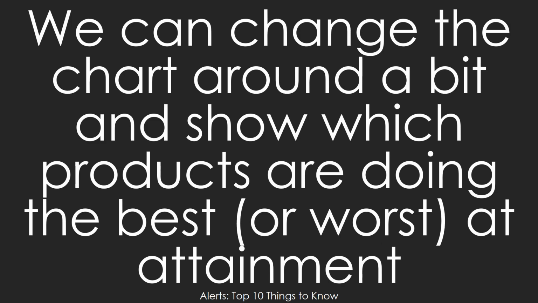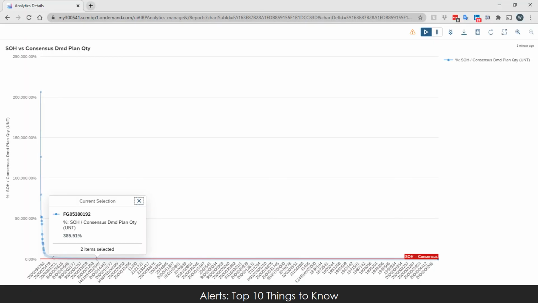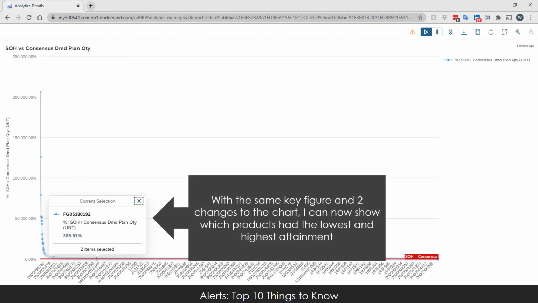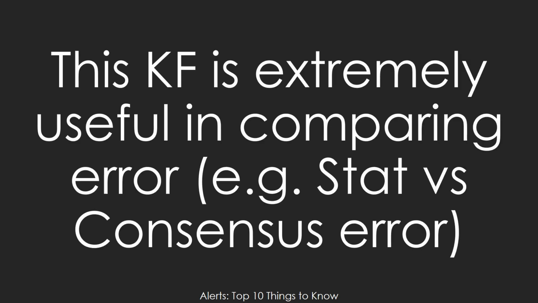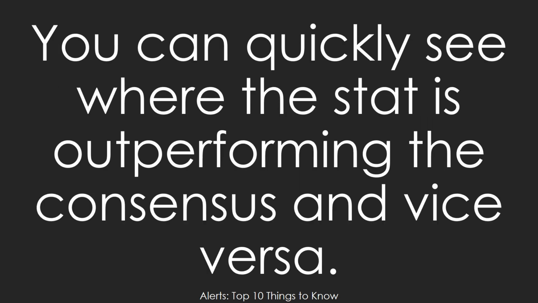We can change the chart around a bit and show which products are doing the best or worst at attainment. With the same key figure and two changes to the chart, we can now show which products had the lowest and highest attainment. This key figure is extremely useful in comparing error, for example, stat versus consensus error. You can quickly see where the stat is outperforming the consensus and vice versa.